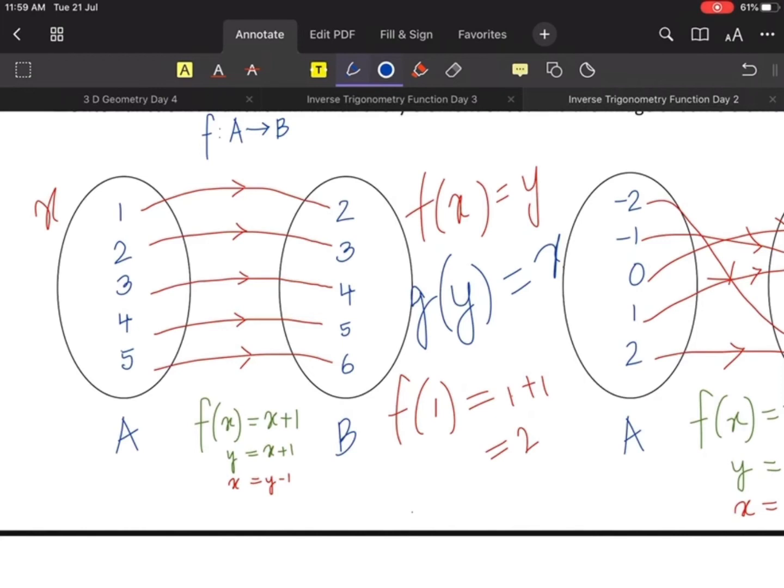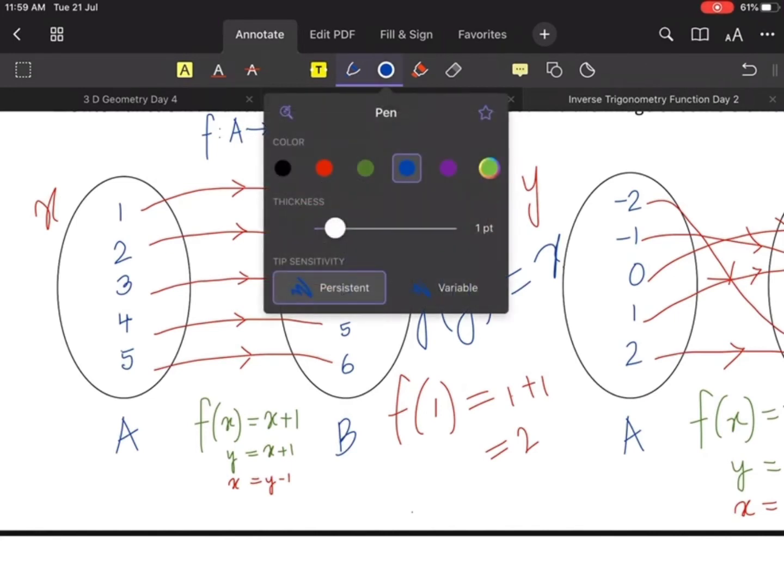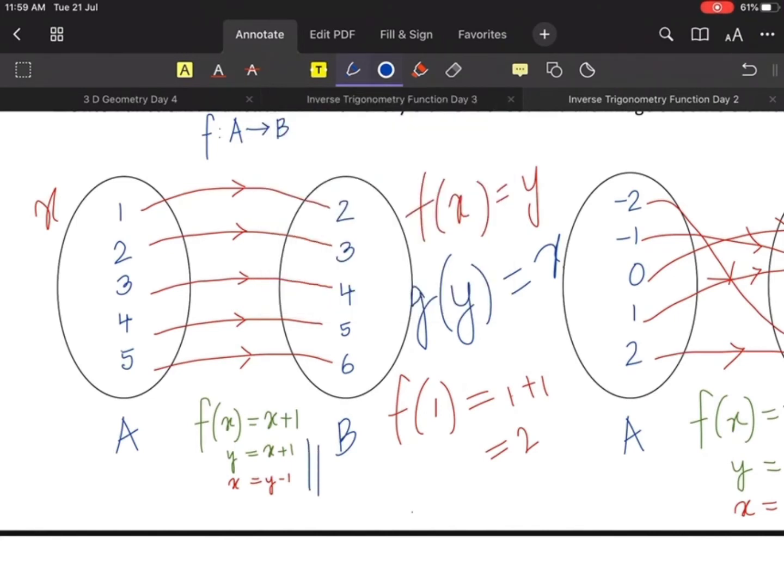Actually, you know what, the function will never remain the same. So let us give it a name, g. g(y) is equal to x, where g(y) will be equal to y minus 1. f(x) was equal to x plus 1, and g(y) will be equal to y minus 1. Okay, clear? Everyone understood about the inverse? So x and y will interchange their roles.